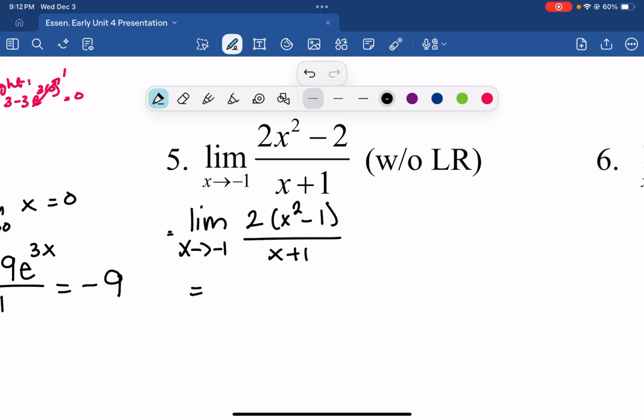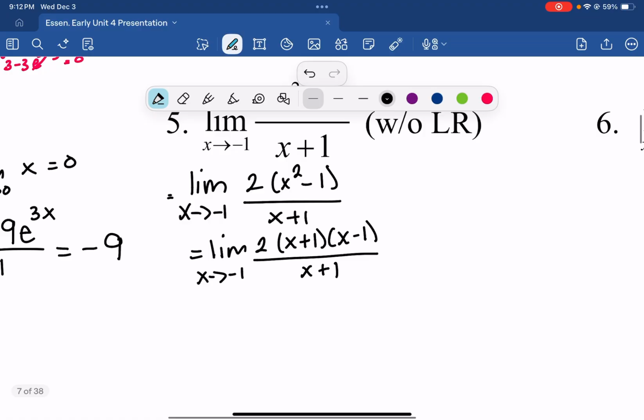Put a little equals there. Okay. And then I'm going to factor that difference of squares. So x squared minus 1 becomes x plus 1 times x minus 1 all over x plus 1. Okay. Divide out like terms.